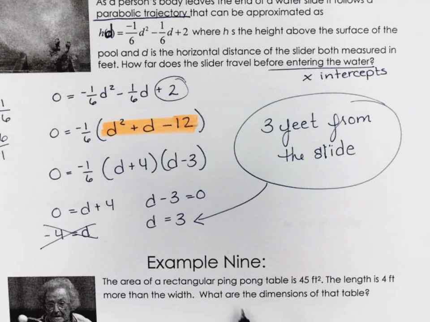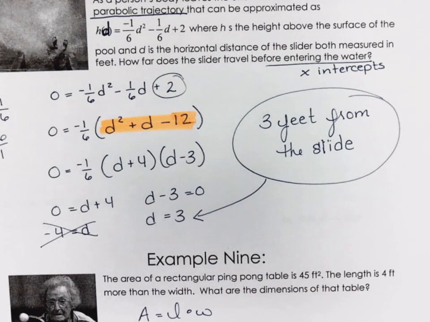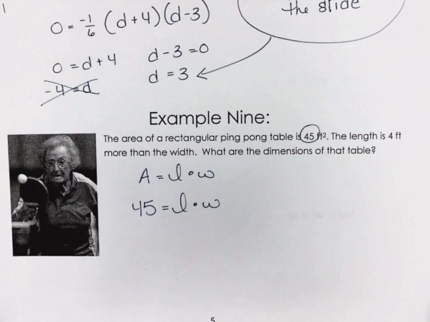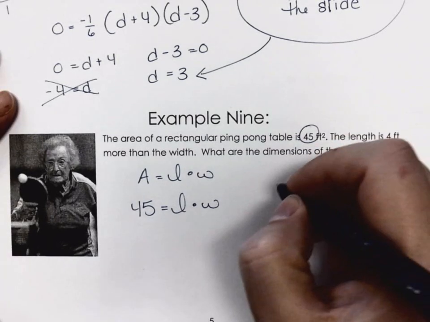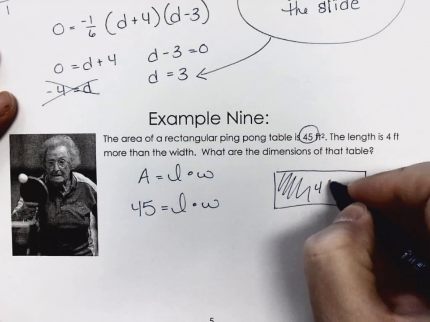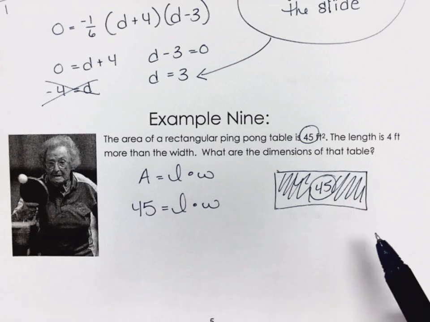Okay? All right, so example number 9. The area of a rectangle. How do you find the area of a rectangle? And we know that the area is 45. The length of the table is 4 feet more than the width. We know that this whole thing is 45. And we know this length is 4 more than the width.